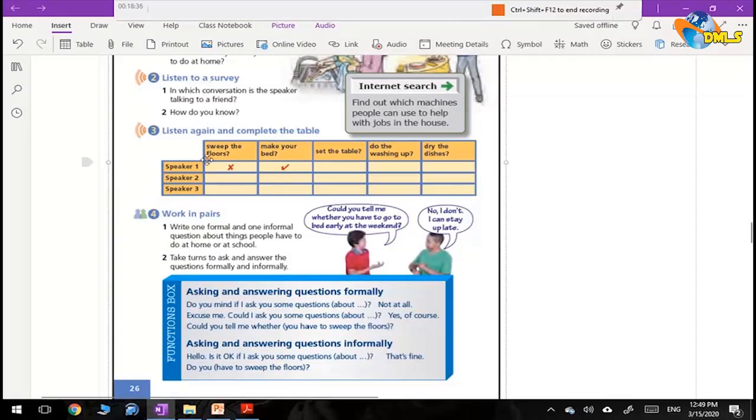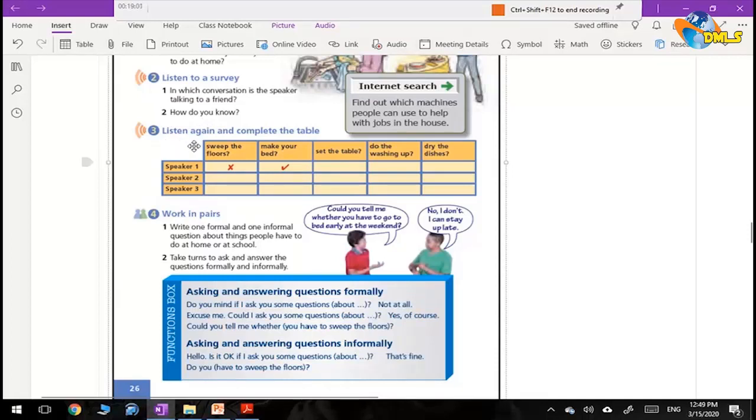These are the two listening exercises we have to cover, and for them we will listen twice to an audio. So let's read the questions first, then go ahead and listen, then answer them. In which conversation is the speaker talking to a friend? That's question one. Question two, how do you know that this speaker is talking to a friend?